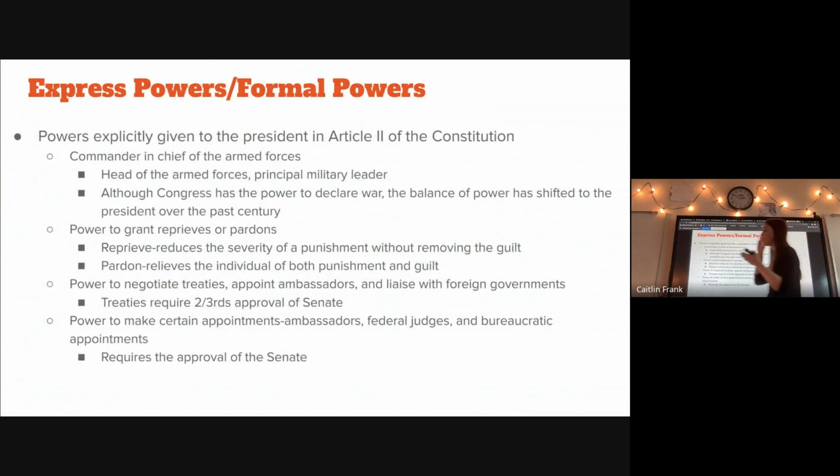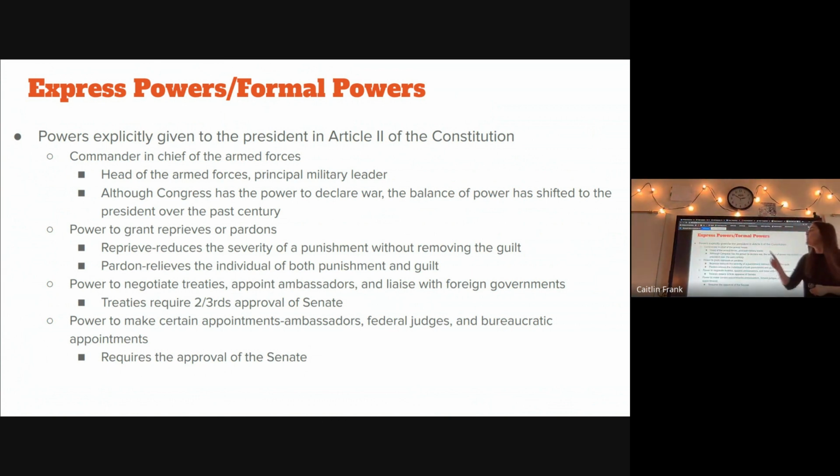So the constitutionally laid out powers of the president are called the express or formal powers. So, enumerated powers are powers laid out in the Constitution for Congress. Express powers are powers laid out in the Constitution for the president, which is laid out in Article 2. Those are the president's powers.